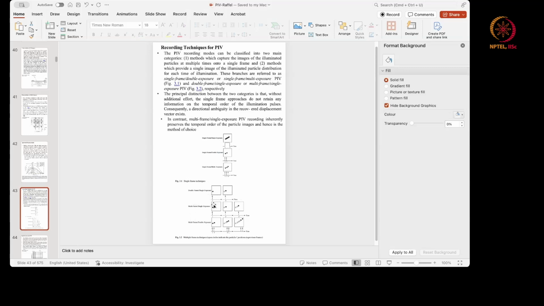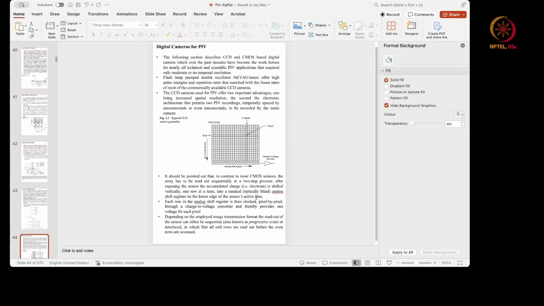In this case, the principal distinction is that the single frame approaches do not retain any information on the temporal order. So there is a direction bias or direction ambiguity in the recovered displacement vector. In contrast, when you do multi-frame single exposure PIV recording, it preserves the temporal order. You can also do it in double frame single exposure mode, or double frames. This is double frame single exposure, this is multi-frame single exposure, and this is multi-frame double exposure. So you can do all these kinds of things using the current cameras that we have.